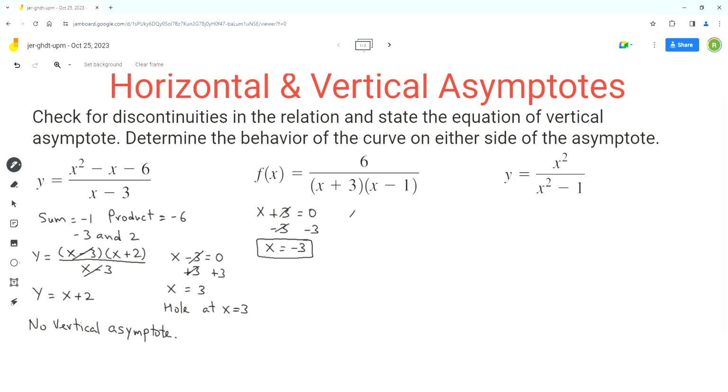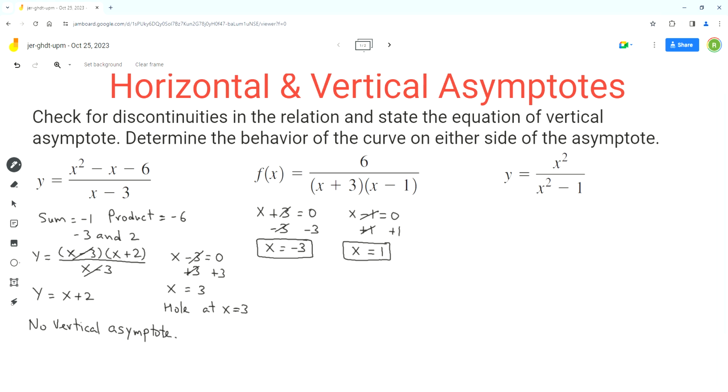Now we can do the same for the other factor in the denominator. So x minus 1 equals 0. And now we can add 1 to both sides. So the 1s on the left side get cancelled out. So we are left with x equals 1. So this is the second vertical asymptote in this rational function. Now we can analyze the behavior of the curve on either side of these asymptotes.